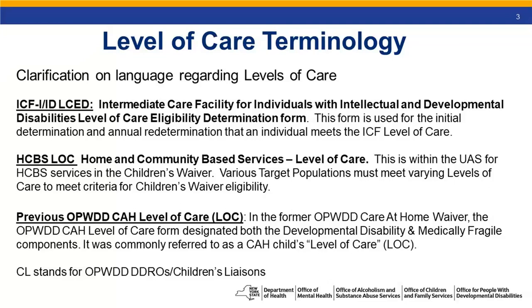And then there used to be the OPWDD care at home level of care, which was the former waiver that got combined with the six waivers into our children's waiver. We just want to make sure that people understand that that was a different level of care, because that waiver has now been combined. That's really important for folks to understand. So the care at home program is no more. We are going to be focusing on the first two levels of care.